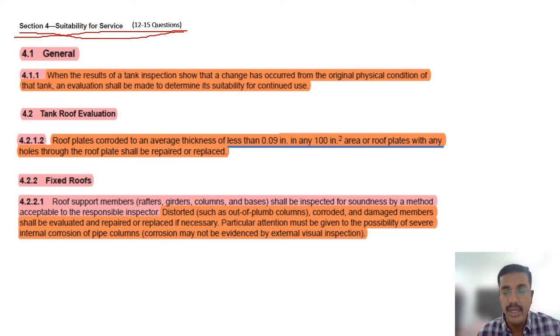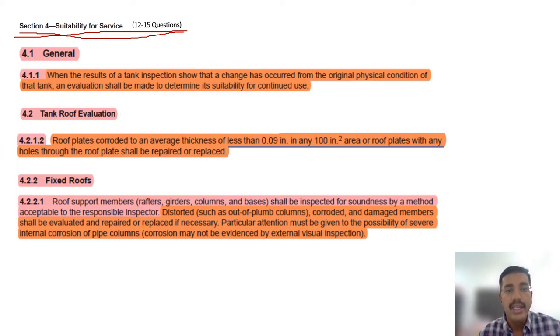In the last chapter we already read about minor repair, major repair, alteration, reconstruction, relocation. So is any of these required? That thing we need to check in section 4, and we call it suitability for service. We will cover the roof, shell and bottom.